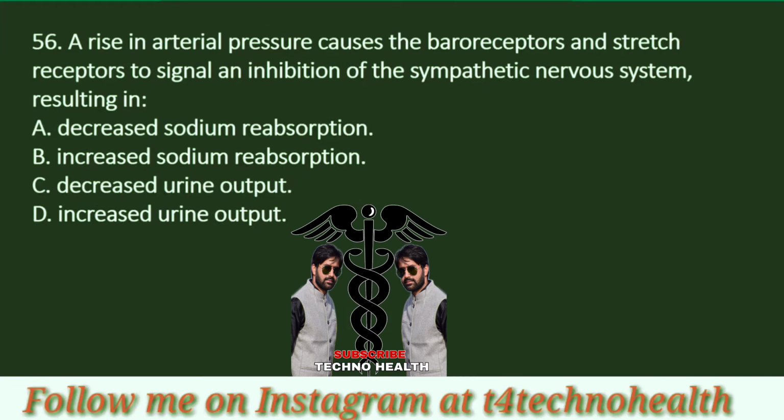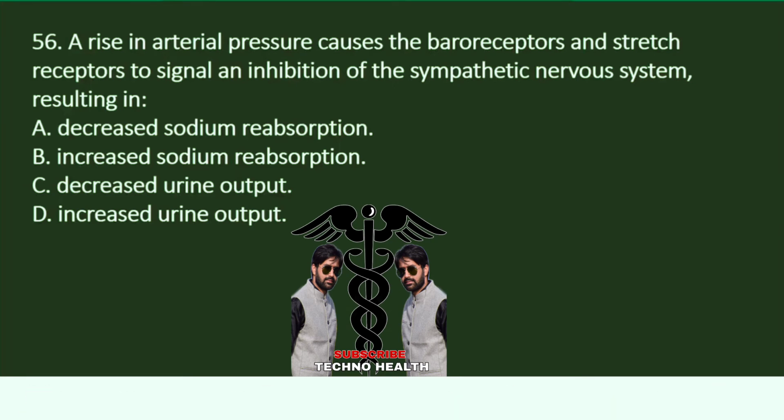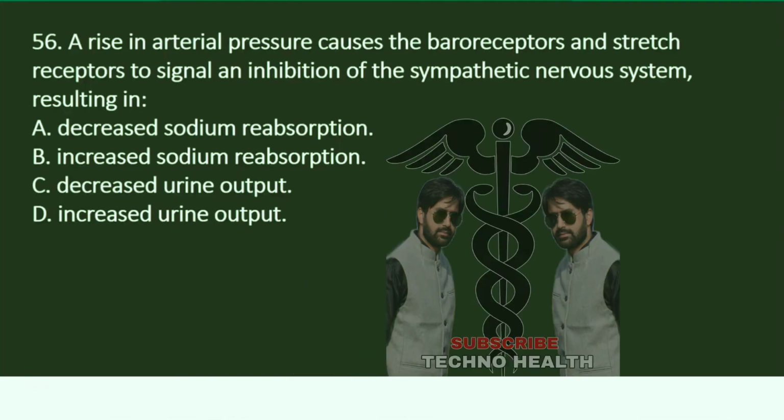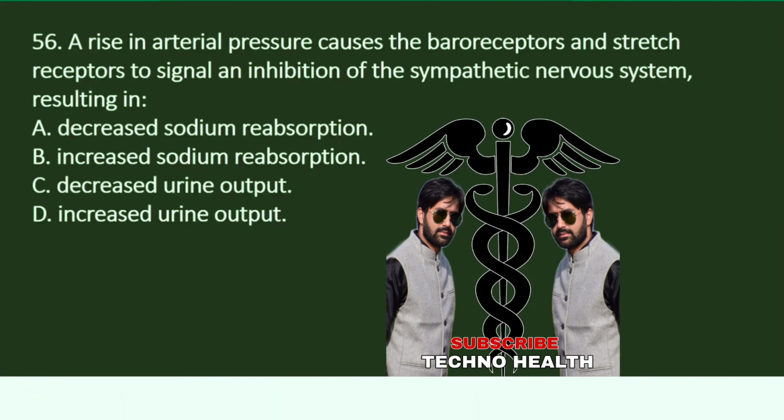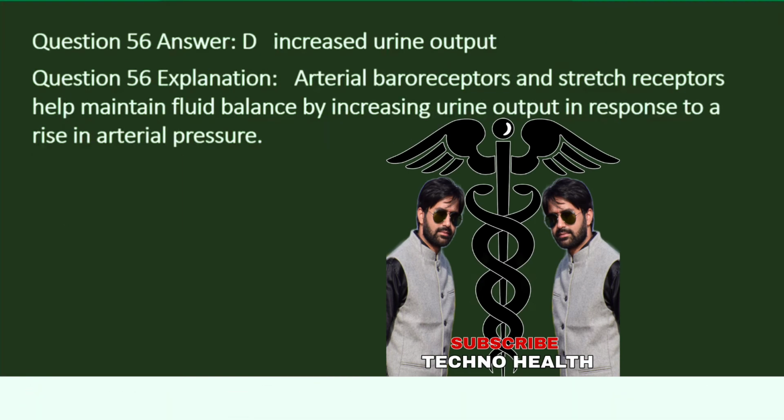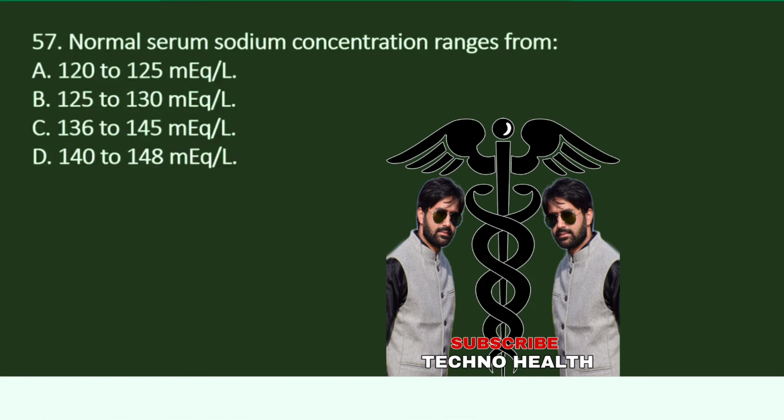Question 56. A rise in arterial pressure causes the baroreceptors and stretch receptors to signal an inhibition of the sympathetic nervous system, resulting in A. Decreased sodium reabsorption, B. Increased sodium reabsorption, C. Decreased urine output, D. Increased urine output. Question 56. Answer: D. Increased urine output. Question 56. Explanation: arterial baroreceptors and stretch receptors help maintain fluid balance by increasing urine output in response to a rise in arterial pressure.